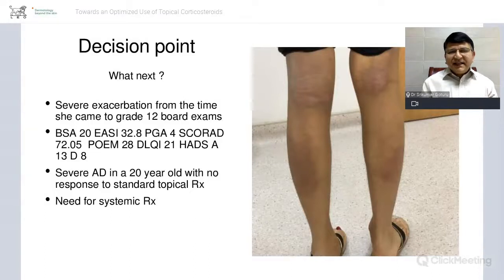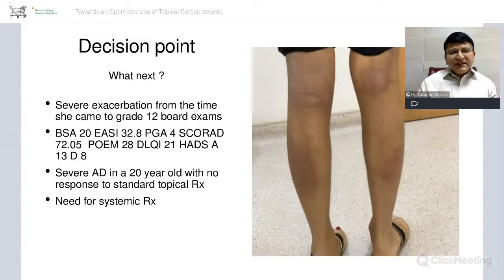And when I saw her, she had a BSA, body surface area, of 20, the EASI, that is the Eczema Area Severity Index, which was 32.8, a physician global assessment of very severe, 4, a SCORAD of 72.05, a POEM of 28, a DLQI of 21, the HADS anxiety was 13, and depression was 8. So I had recorded almost most of the parameters required to not only assess the severity of the condition, but also help in having an individualized eczema action plan for her, and to have a shared decision-making setup.